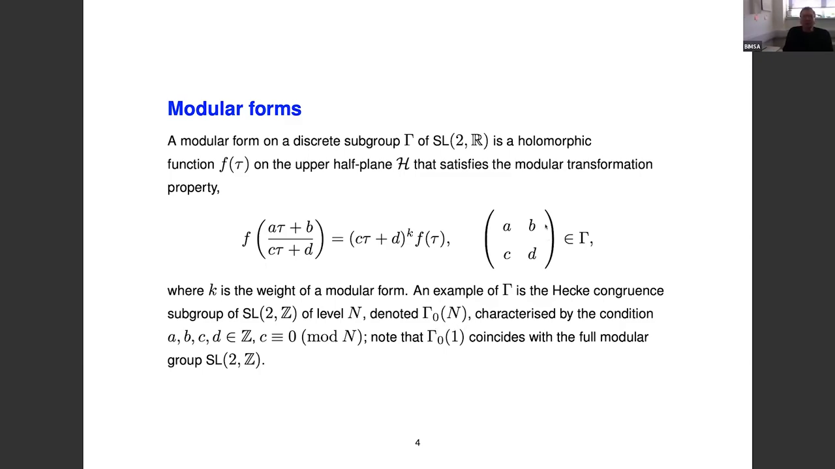It's a group of 2 by 2 matrices with integer entries such that, first of all, the matrix belongs to SL2Z, so AD minus BC equals 1. And furthermore, C is divisible by N, so C is congruent to 0 mod N. This group is called gamma 0 of N, or the Hecke congruence subgroup. In particular, for N equals 1, gamma 0 of 1 is just SL2Z itself. Okay, let me show some examples.